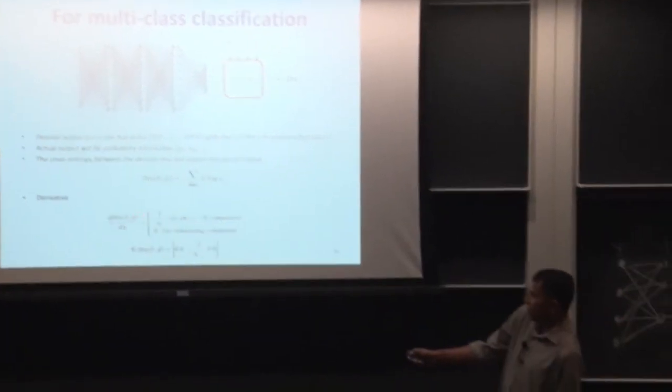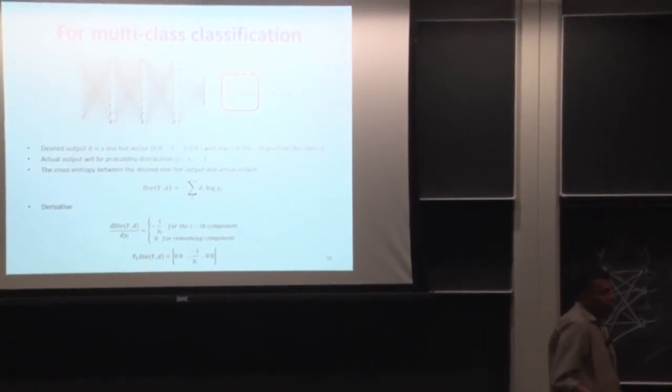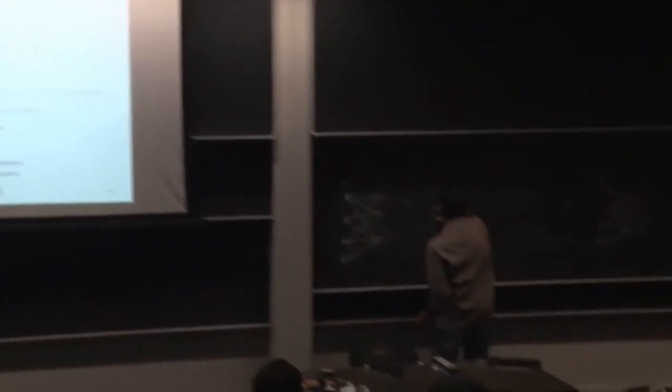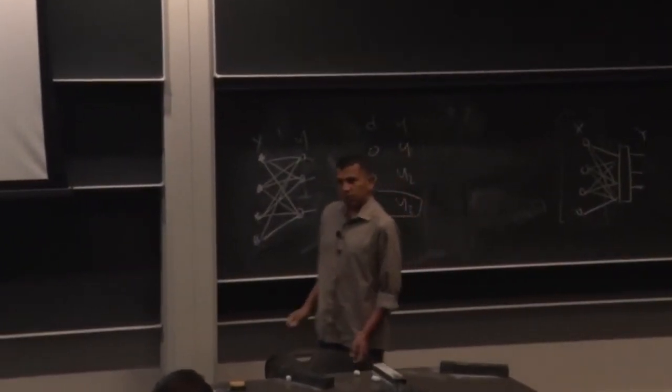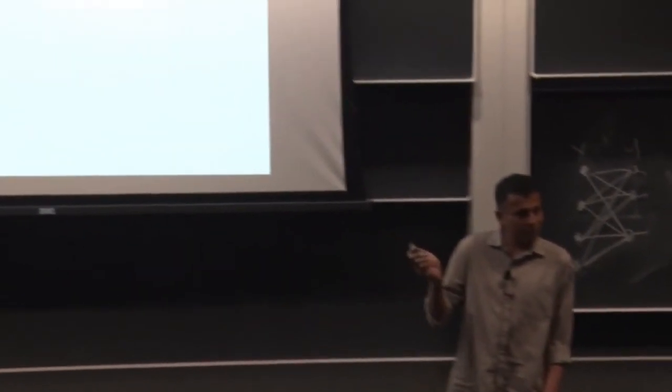And that's going to be minus 1 over y_c for the c-th component, where c is the true class of the instance. For every other class, the derivative with any other y is simply going to be 0 because the corresponding d term is 0. So we've defined it. Questions? Yeah.